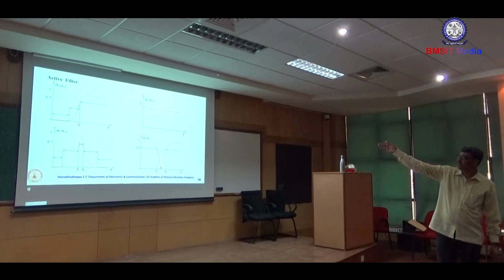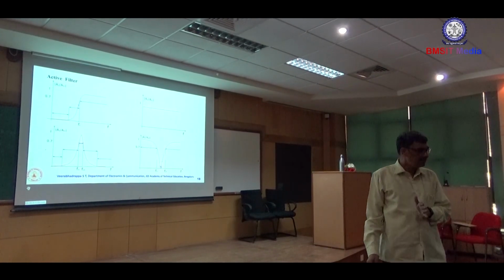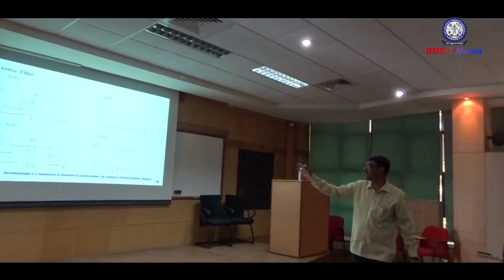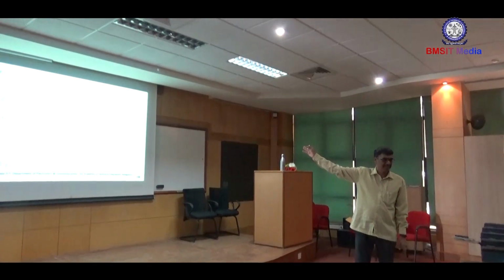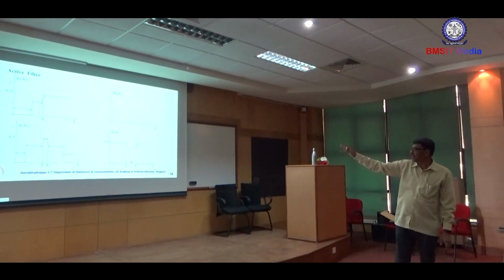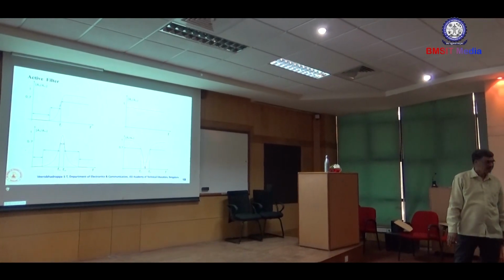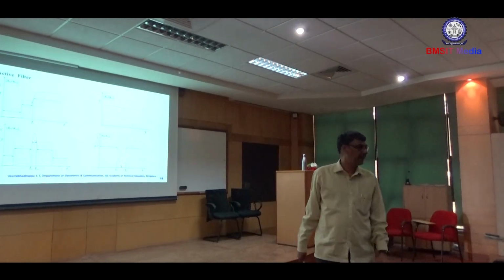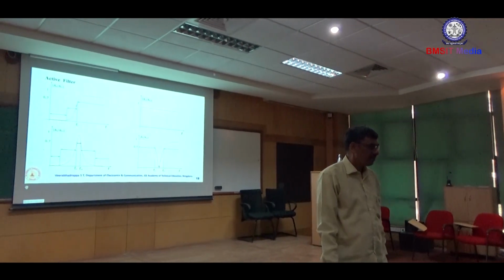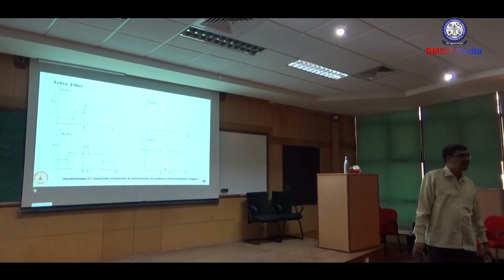Now in this case, the first one is a low pass filter. It allows only low frequencies and rejects the high frequency components. A high pass filter rejects the low frequencies and allows the high frequencies. And these two are the band pass and band reject. Band pass filters are normally used for certain bands of frequencies. And band reject filters are normally used in medical applications.